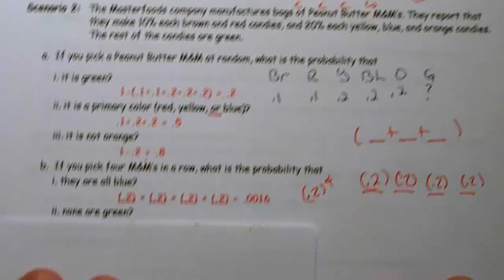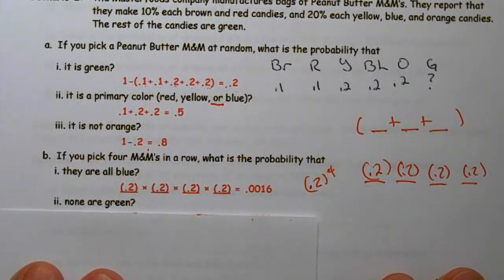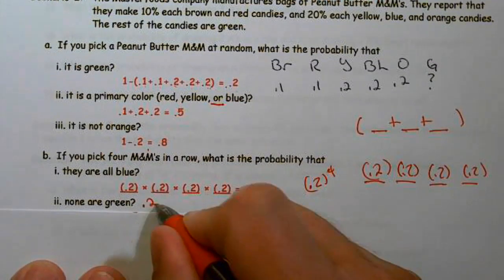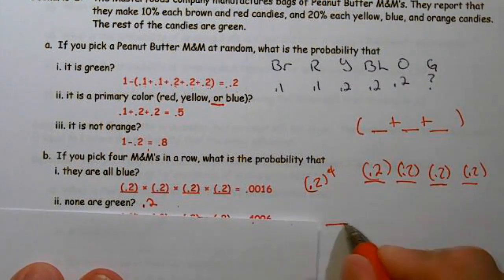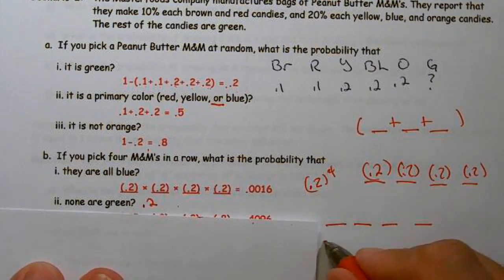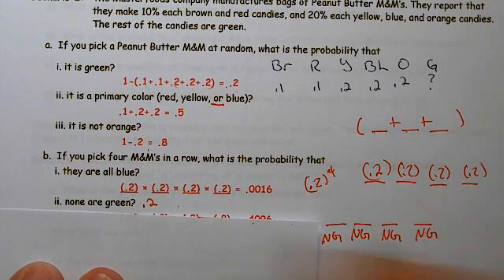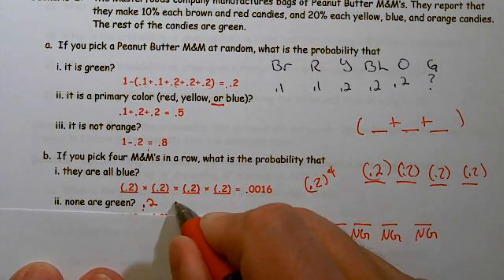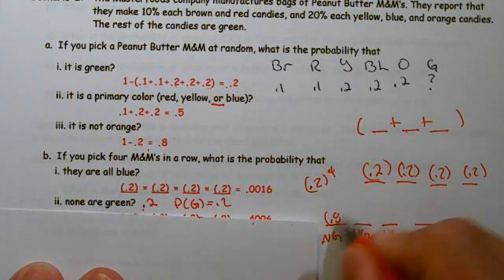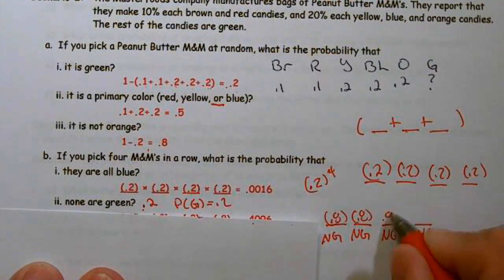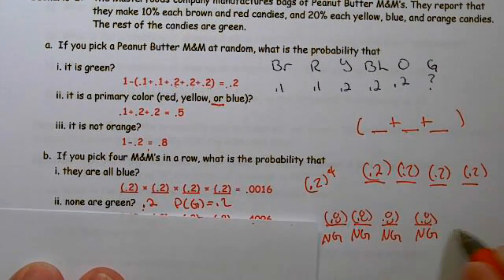What's the probability none are green? Well, what's the probability of green? 0.2. So not green means first off, we're doing 1, 2, 3, 4 blanks. And we want not green, and not green, and not green, and not green. So green is 0.2. So probability of G equals 0.2. So not green is 0.8, or 1 minus that. And again, you could have done 0.8 to the 4th power.